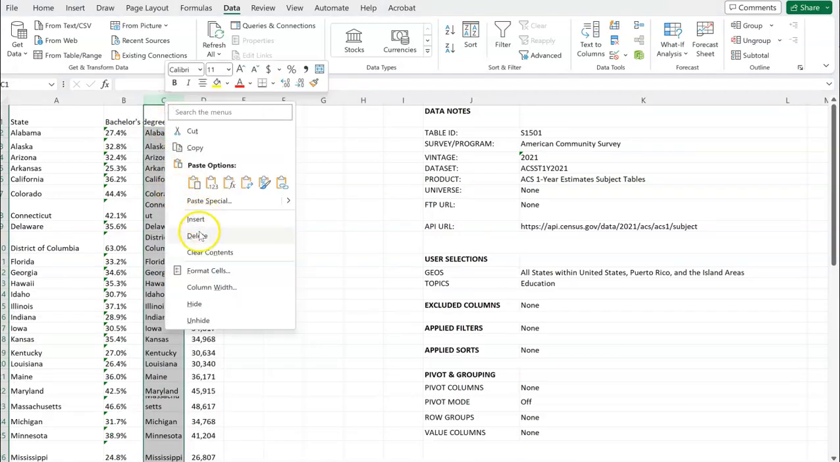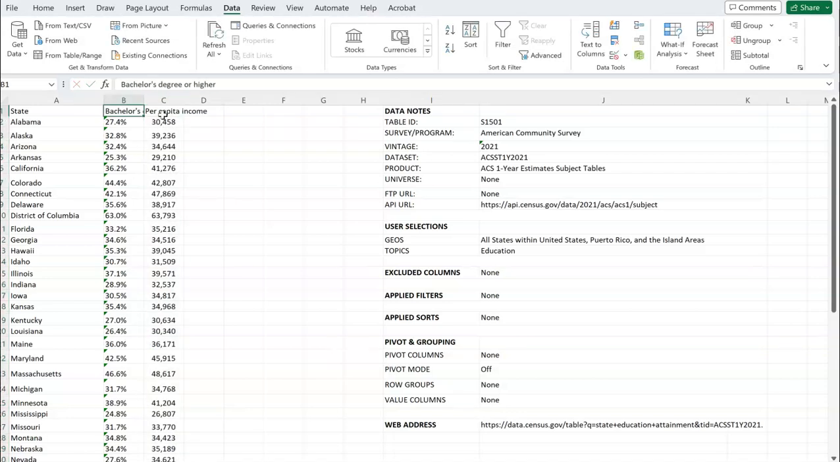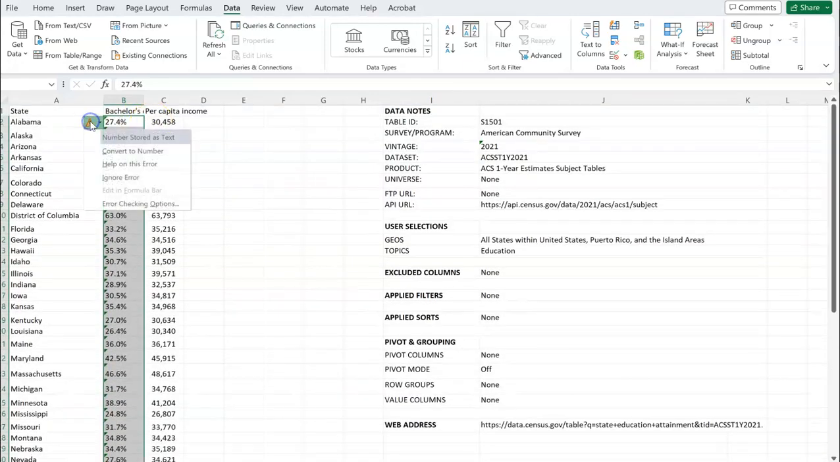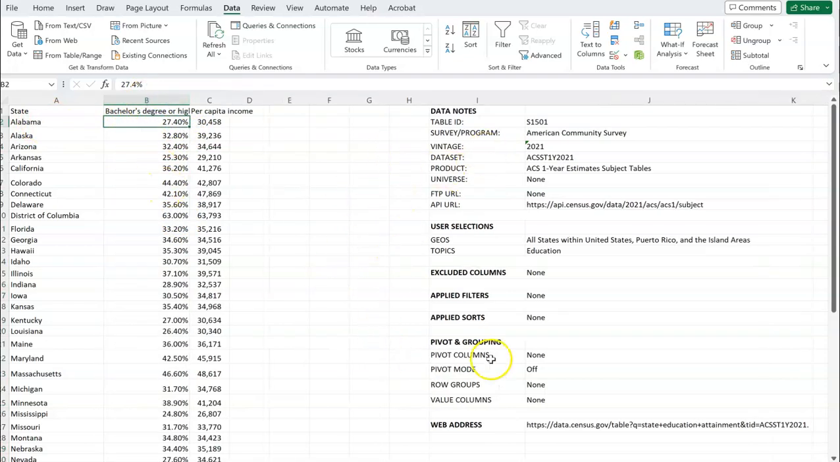So I also have this data of the percentage of individuals in a county or in a state that have a bachelor's degree or higher. And I have per capita income. Again, these numbers are not stored as numbers, they're stored as text. So what I need to do is click on this and tell Excel to convert it to numbers. So it's telling me that Alabama has 27% of people with a bachelor's degree or higher, and this is where I get the data set from.